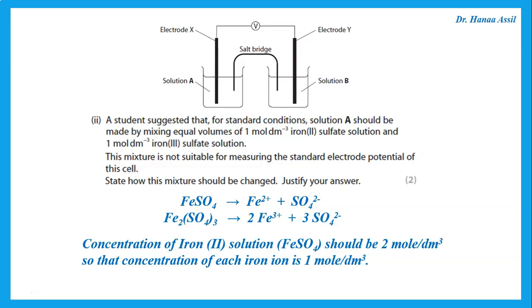So if I'm starting with 1 mole per decimeter cubed of iron 2 sulfate, this is actually diluted when we add equal volumes. So what we should do, in order to get in the end 1 mole per decimeter cubed of each of the iron ions, is use 2 mole per decimeter cubed of iron 2 sulfate and 1 mole per decimeter cubed of iron 3 sulfate. Then we have equal numbers of moles of the iron 3 plus and iron 2 plus, and when they are diluted by adding them together, each of them would have a concentration of 1 mole per decimeter cubed. Please be careful with respect to this.